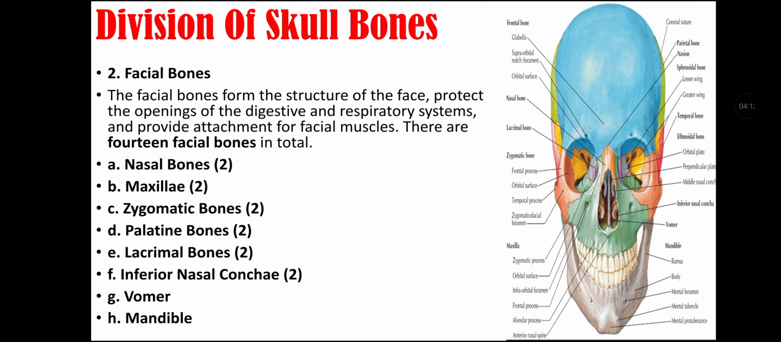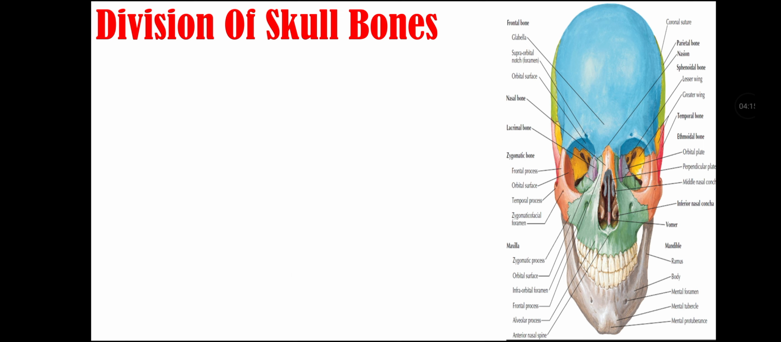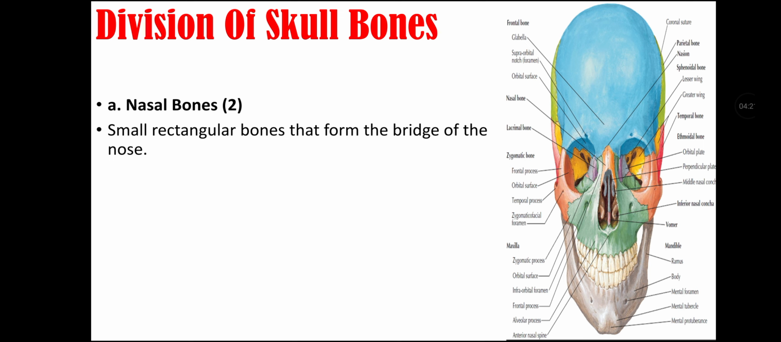Now let's talk about these bones one by one. So the first facial bone is the nasal bones, they are two in number as there are two in every skull. They are small rectangular bones that form the bridge of the nose.